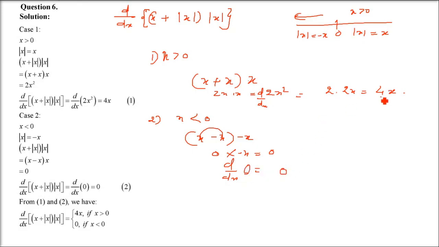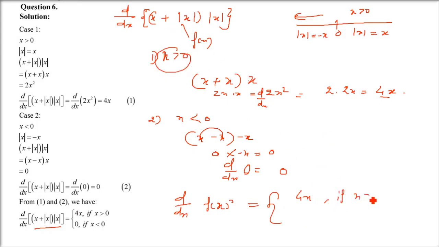So now how are we going to write? 4x and 0 has come. So we'll write d by dx of fx, I am assuming it to be fx, you have to write whole, right? Equals 4x if x is greater than 0 and 0 if x is less than 0.